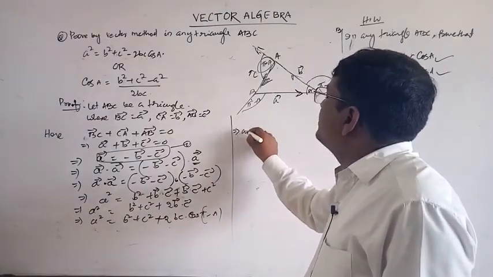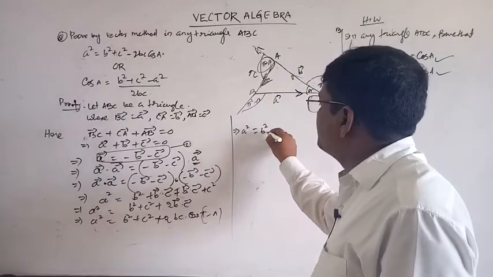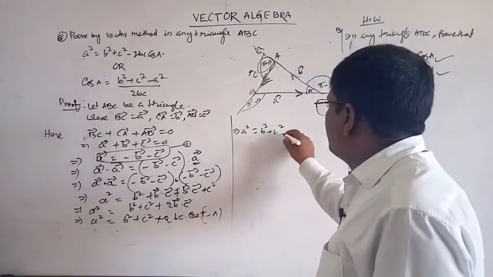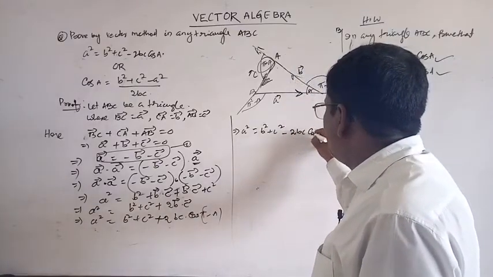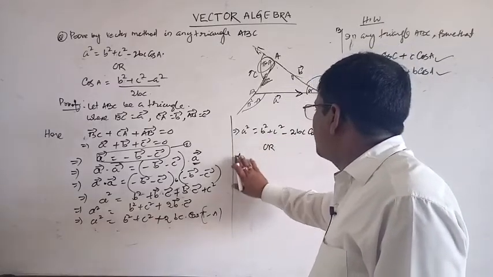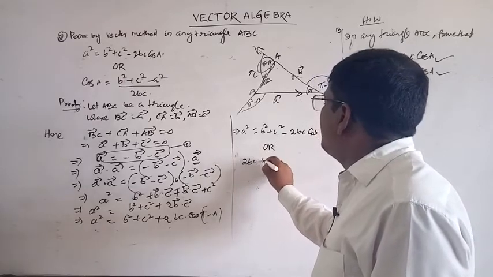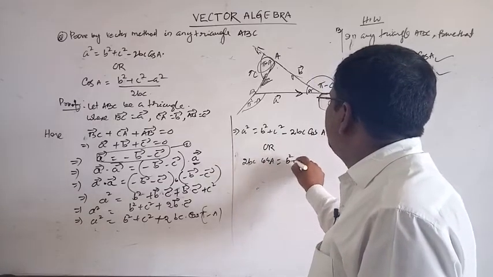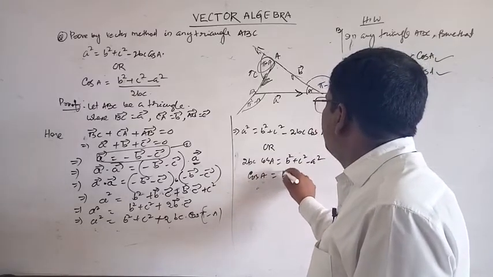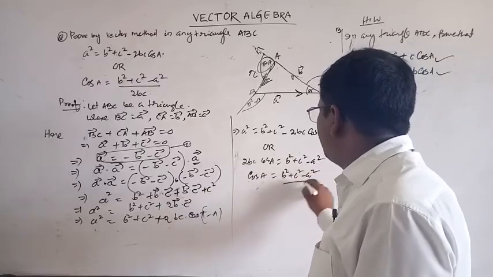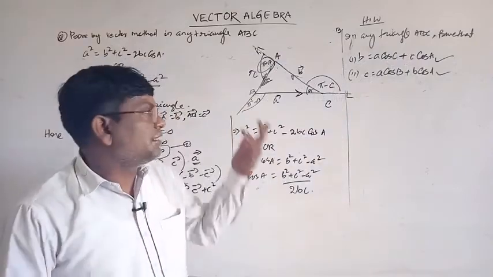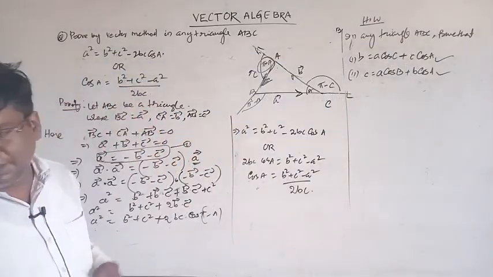That is, a square is equal to b square plus c square minus 2bc into cos a, since cos of pi minus a is minus cos a. Or we can write 2bc cos a is equal to b square plus c square minus a square, and cos a is equal to b square plus c square minus a square by 2bc. Okay, now homework for this type of question.